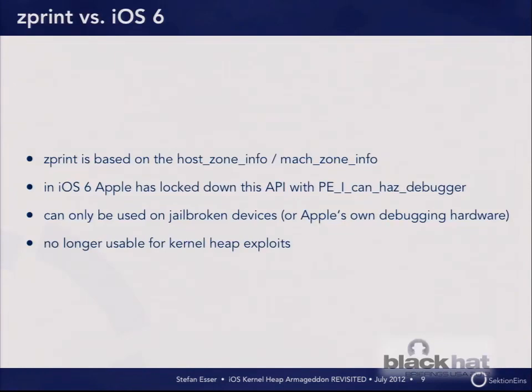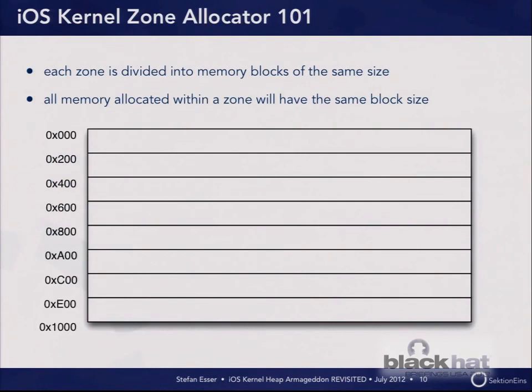So now you have to use different techniques. Okay, so let's continue with the zone allocator. Basically, we had allocated this first page, and now this zone is divided into memory blocks of the same size. For example, you have a zone where each element is, in this case, 512 bytes in size. So each element inside the zone is 512 bytes.